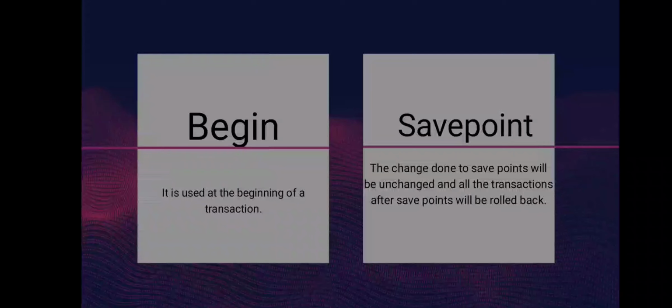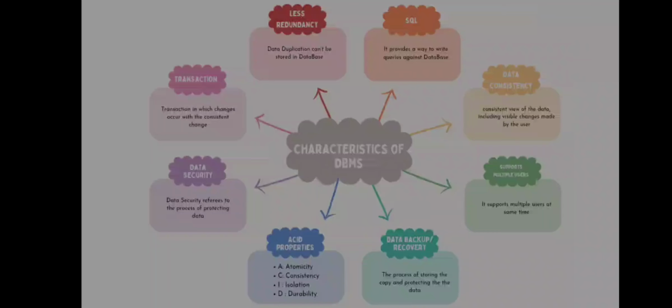We have seen DML and TCL, two different commands in our database languages. There are four languages, that is DDL, DCL, DML and TCL. The next we are going to see is the characteristics of DBMS. What do you mean by characteristics of DBMS? Characteristics means features of DBMS. So the features tell us that the first feature is SQL.